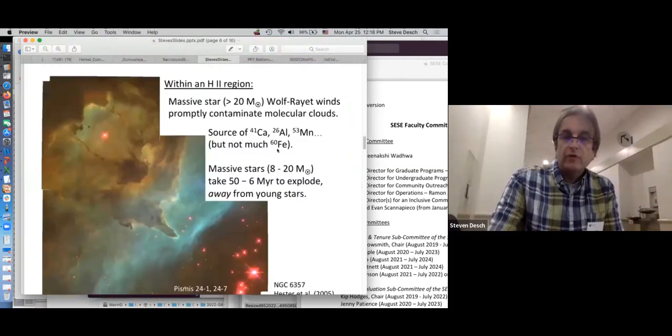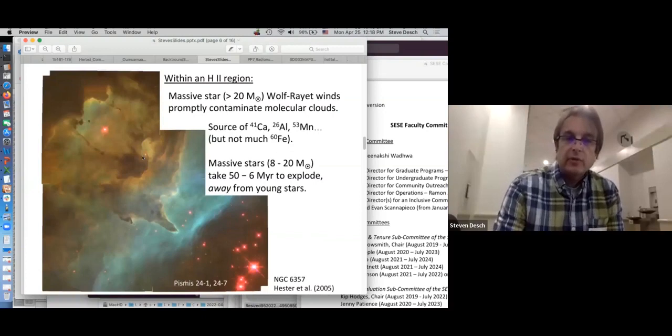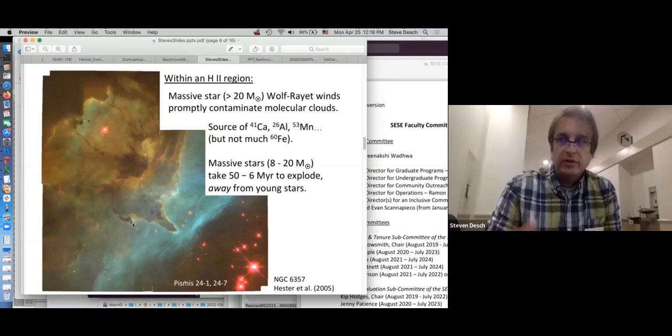So let's look at a star forming region. And this is a molecular cloud. And you see, like here at the very tips of these pillars, this is similar to the pillars of creation, but this is actually a different nebula, NGC 6357. But it's undergoing the same sort of processes.